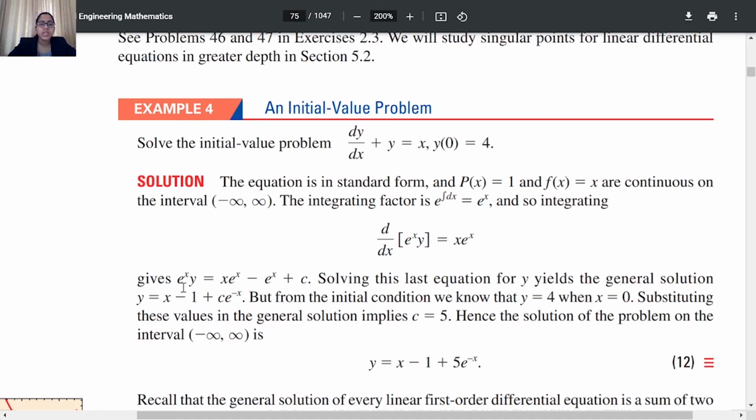Okay, so this is our general form. So if I divide by e raised to x, I get y is equal to x minus 1 plus c into e raised to minus x, right? So this is the final solution.